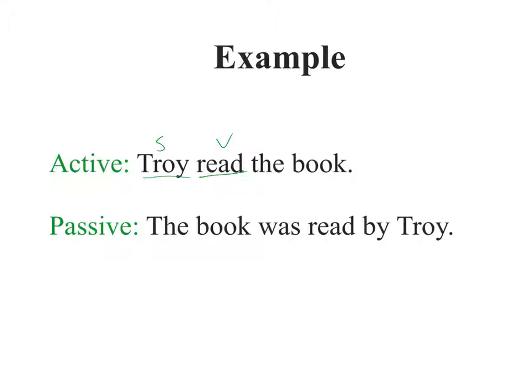Okay, let's look at the passive version. The book was read by Troy. Now in this sentence, Troy is no longer the subject. The book is now the subject. And what is the book doing? The book isn't doing anything. Troy is doing something. Troy is reading the book, but Troy is not the subject anymore. The book is, because the verb refers to the book.